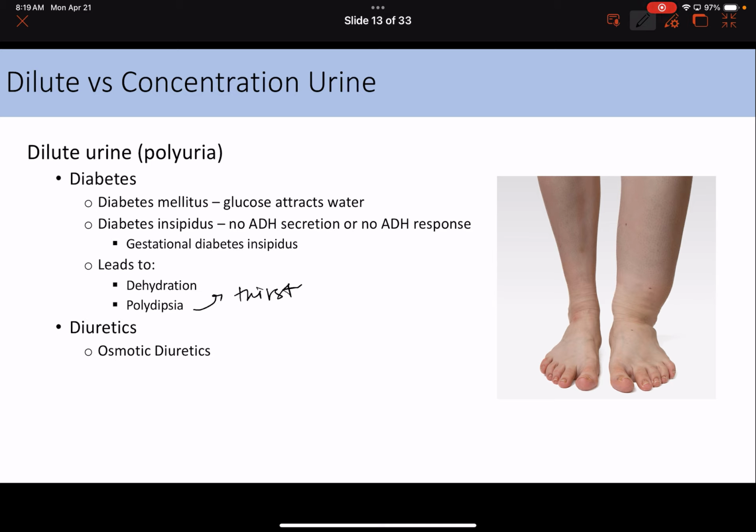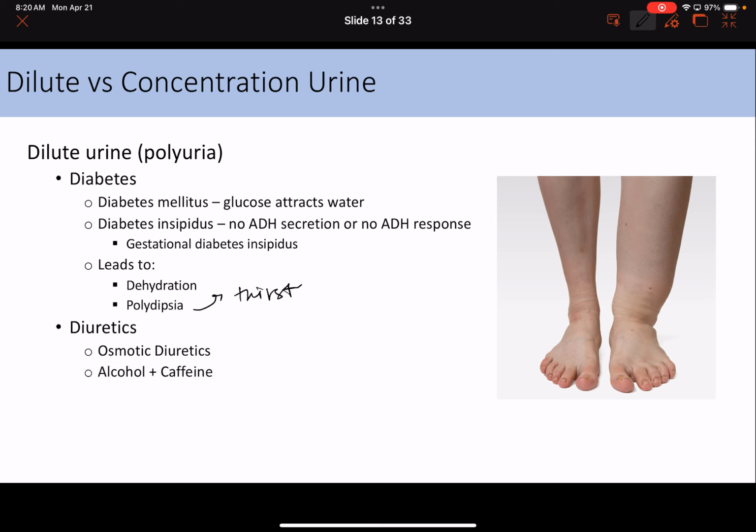Other things that can cause polyuria are diuretics. So osmotic diuretics use a chemical that's not going to be reabsorbed. So it gets filtered out and ends up in your filtrate. It's not being reabsorbed, so it increases the concentration of your urine. So water is attracted to it more, and so you end up urinating more instead of reabsorbing that water.